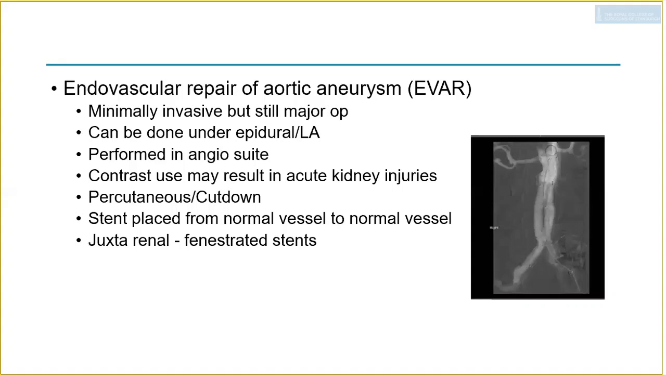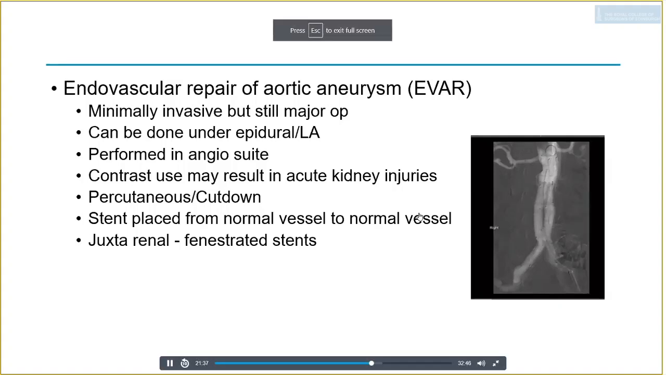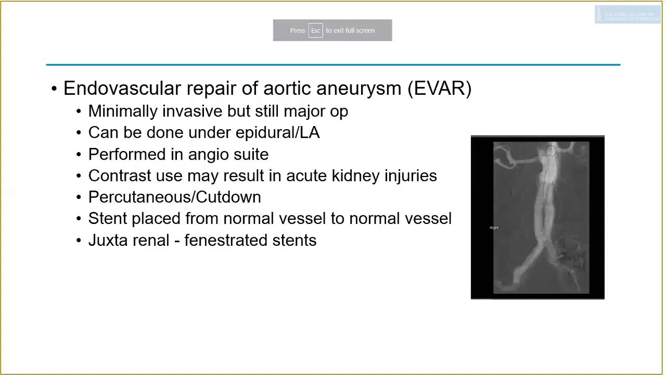Okay, the other option is endovascular repair. This is minimally invasive, but still a major procedure. It can be done under local anesthetic. This can be performed in the angio suite. Unfortunately, you've got to bear in mind that the contrast used may result in acute kidney injury in somebody who's already depleted their body volume. This could be done percutaneously these days. And you can see the image on the right. This is a bifurcated stent graft. The aneurysm has now been completely excluded, and contrast is flowing nicely within the stents.